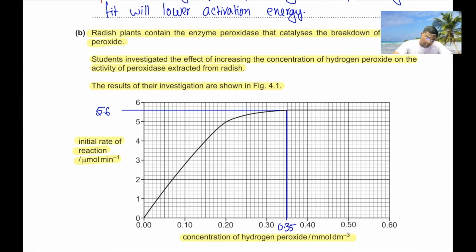So basically, half of 5.6 will be 2.8. So this will be 2.8. And as you can see, at 2.8, it is 0.1 millimole per dm cube of hydrogen peroxide. So this is the Km value.